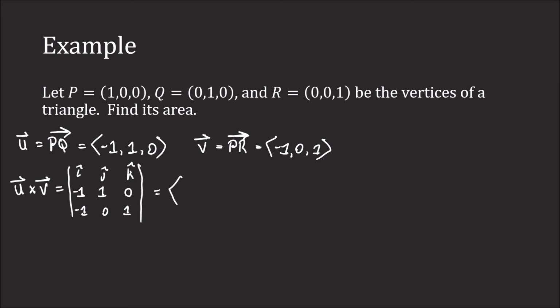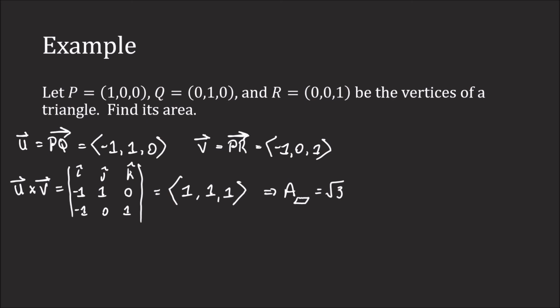So we get 1 minus 0, negative minus 1 minus 0, and then 0 minus negative 1. So the area of the parallelogram is equal to the norm of that, which is the square root of 3.